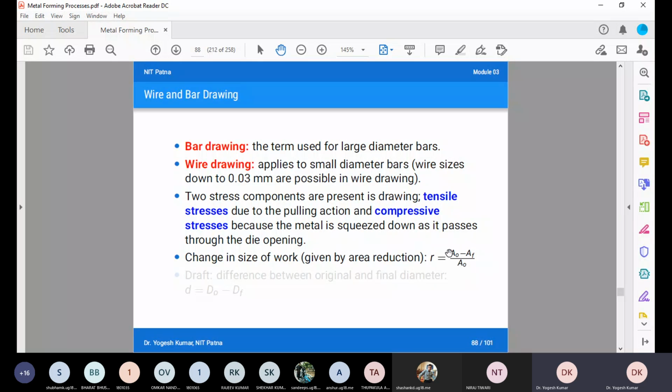Okay, so the change is given as AO minus AF upon AO, where AO is your initial area of your wire, and AF is your final area. Similarly, the change in diameter may be termed as draft, and this difference is given as small d equal to DO minus DF. So this change in diameter of your bar or wire is termed as draft, and it is given as d equal to DO minus DF.